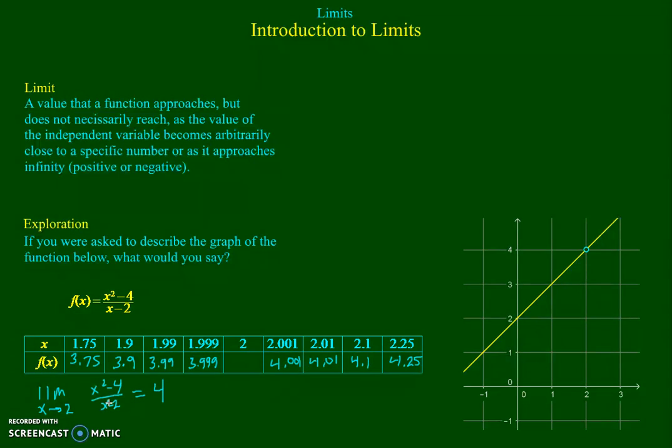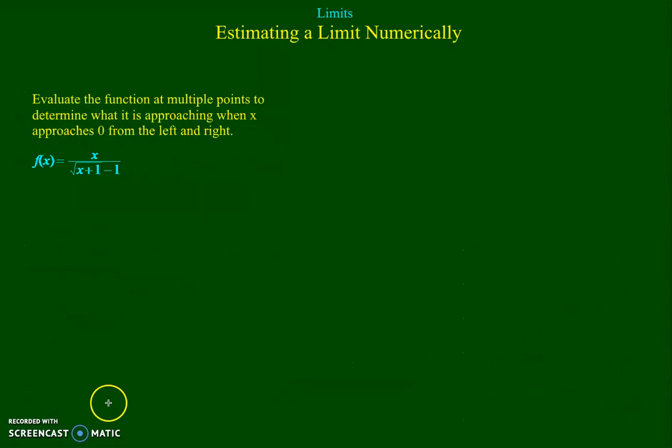Okay, so let's try this with another problem. In this problem we're going to do something very similar. We're going to evaluate this function at various values of x and find out what value this function is approaching as x approaches 0 from the left and from the right. So do the same thing. What I would suggest is build a value table. Pause the video, go ahead and build your value table, and when you get it built, start the video back up again and see if yours matches mine.